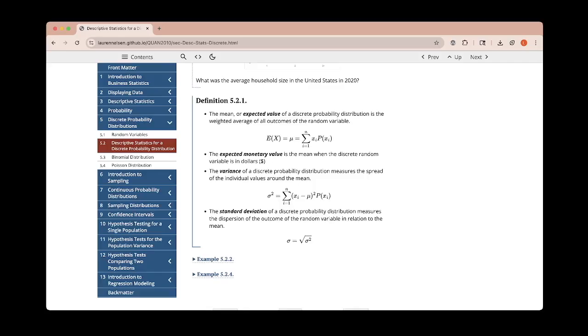So let's just look at this formula. We're taking each x, subtracting the mean, taking that whole thing, squaring it, and multiplying by the probability. And then we add all of those up.